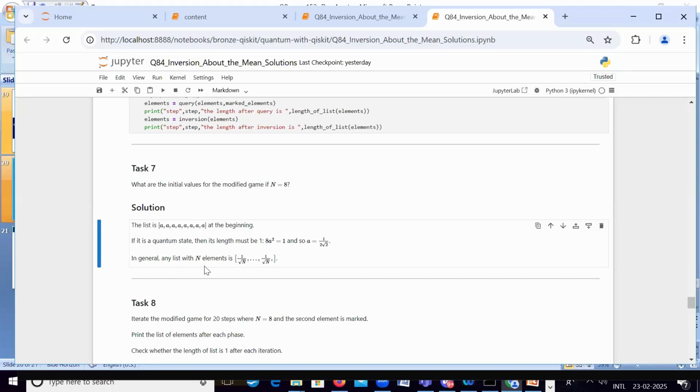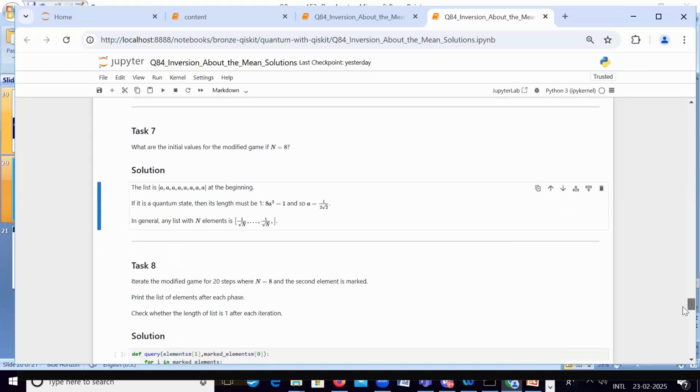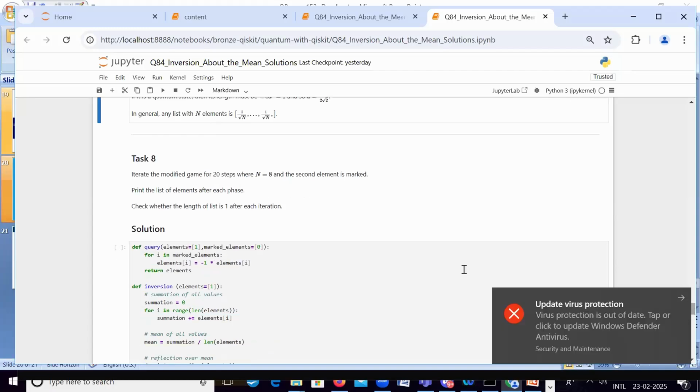And in the general list form, it can be represented if there is n element, 1 by root over n, in this form, because the element is being represented in this a is equal to 1 over 2 root 2. I think it been clear here.